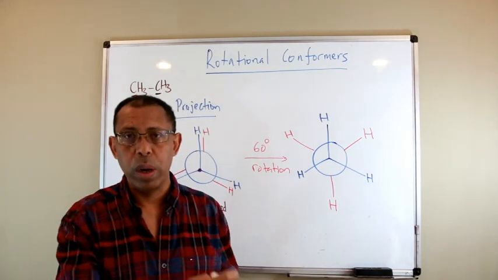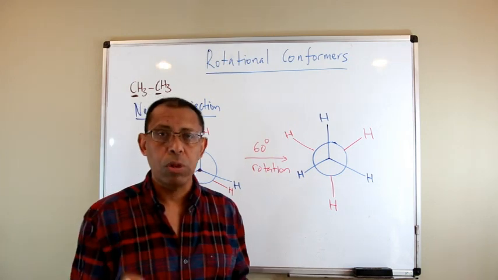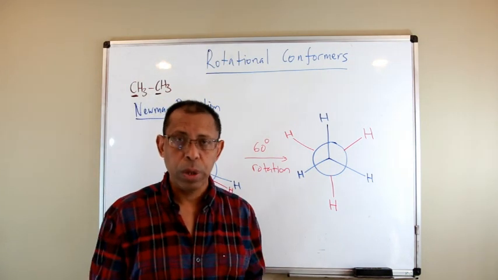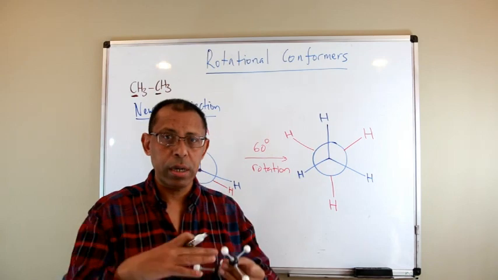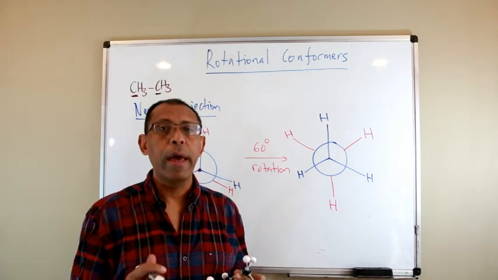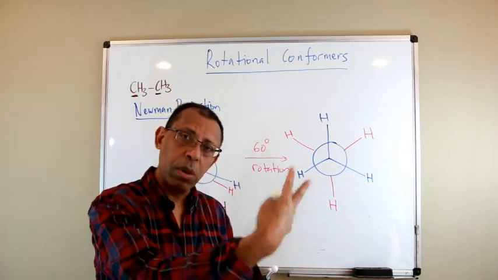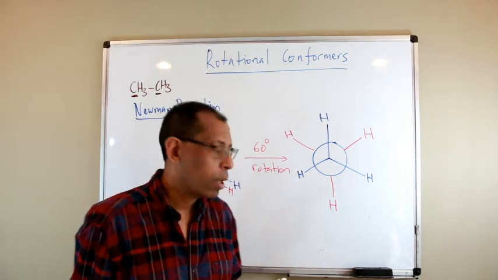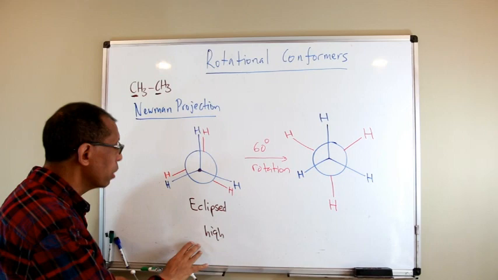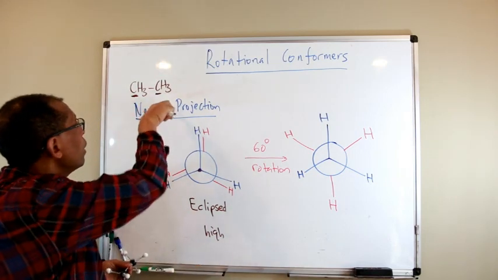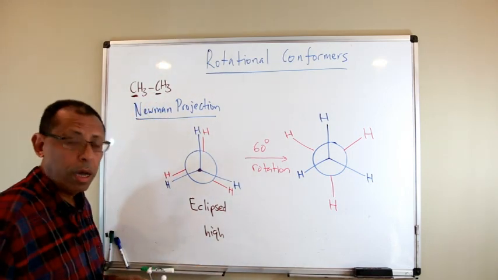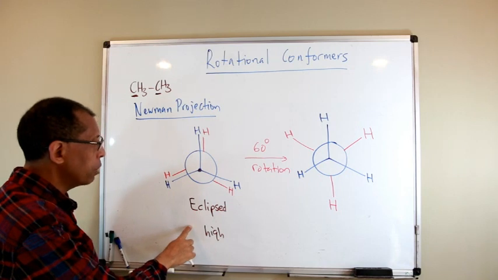It could be carbon 1, carbon 2. So there are always 2 carbons with different substituents, and the 3 on the front carbon are at the front and the 3 on the other carbon are at the back. Here is the simplest form, where all 6 are hydrogens. So this is the eclipsed form.